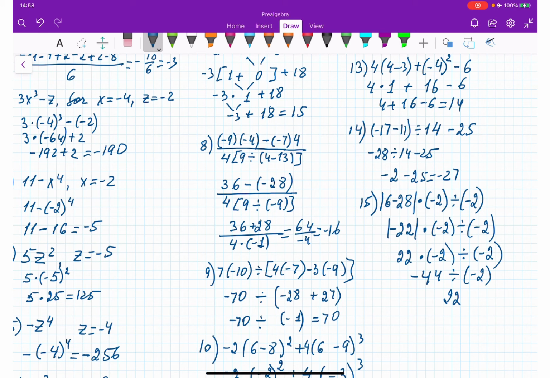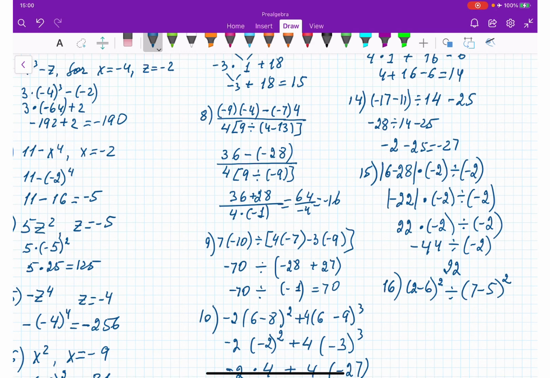Okay, question number 16. 2 minus 6 squared, and what do we have? Divided by 7 minus 5 squared. We get negative 4 squared divided by 2 squared. So negative 4 squared is going to be positive 16 and divided by 4 because 2 squared is 4, right? The answer is 4.